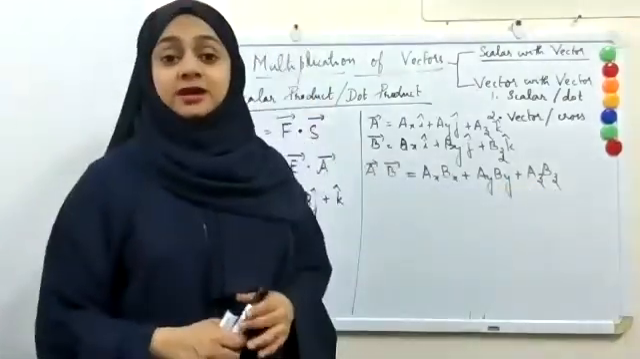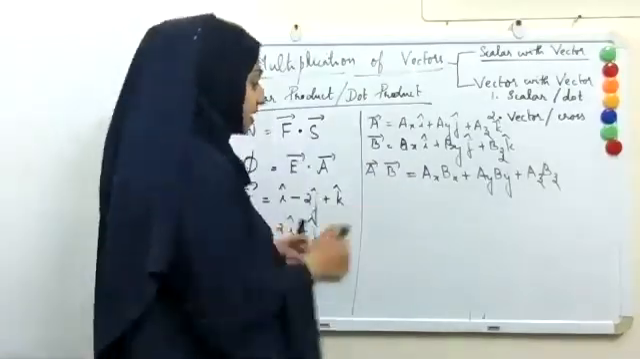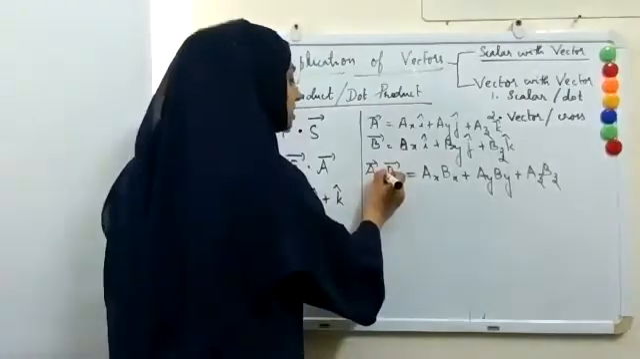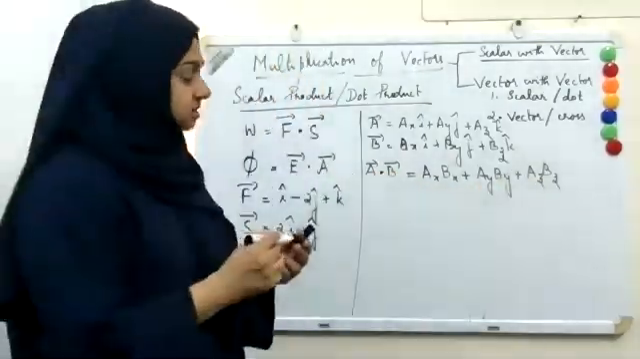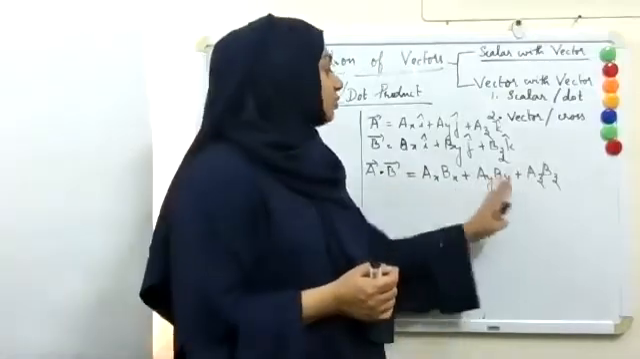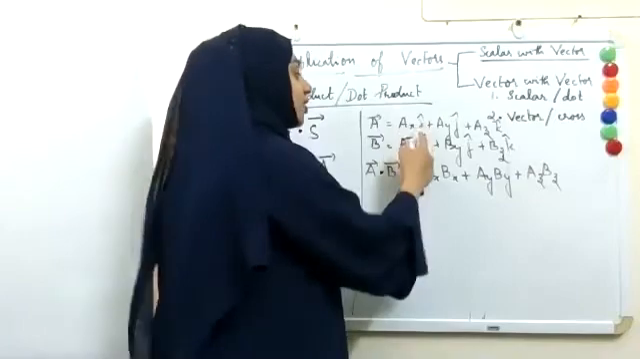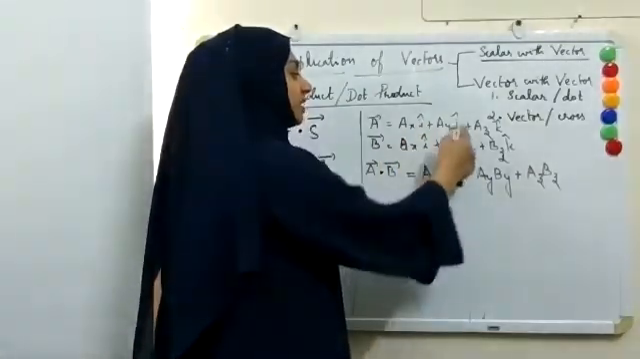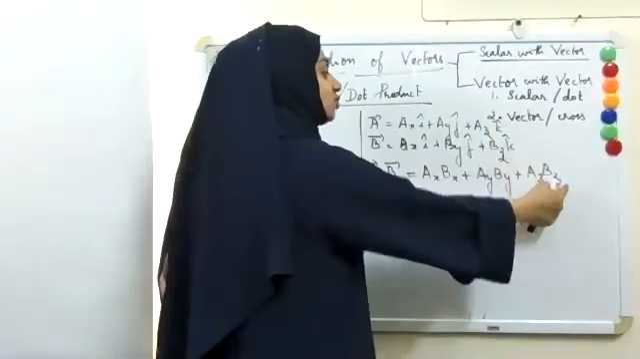IJK will be there showing direction for a vector. But when we are taking the dot product, the result will not be a vector, it will be a scalar. Since this is a scalar quantity, no need to put IJK. And I dot I is 1. So into 1, J dot J is 1, K dot K is 1.